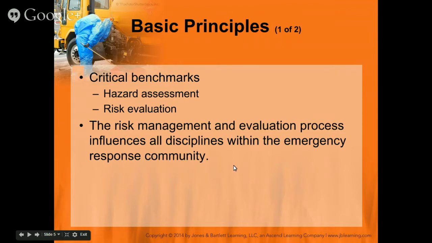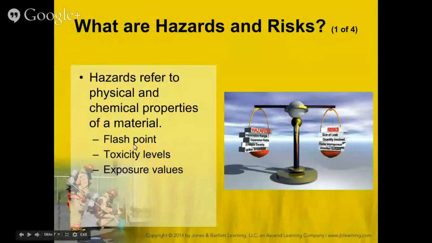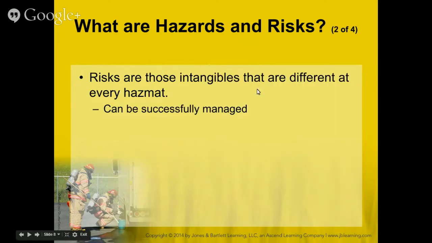We pull up at a house fire, we assess the hazard, what's burning. We figure out, are we going to go in and make a rescue? Are we going to stand outside and squirt water and let the thing burn to the ground? So, what are risks and hazards? We're going to go back to your assignment, and you're going to look at what your risks and hazards are, and using your book, you can look at flashpoints, toxicity levels, and exposure values.